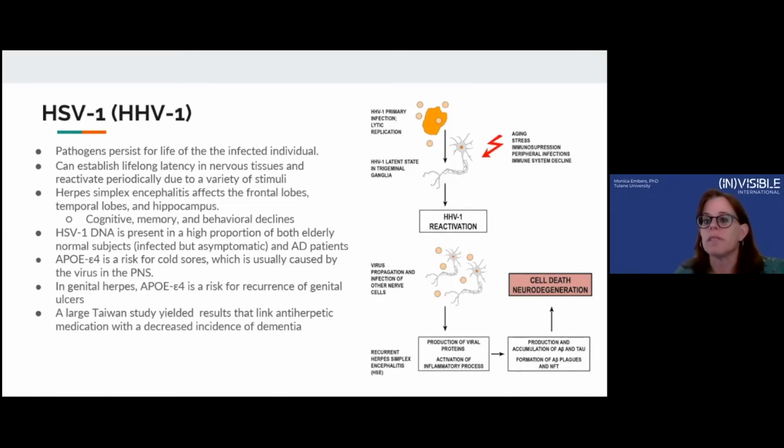Recently, a large Taiwan study yielded results that link antiherpetic medication, i.e. medication for herpes, with a decreased incidence of dementia, and this was a large cohort. A group of HSV-infected patients who had been treated with one of various antiherpetic agents showed a dramatic reduction in the incidence of dementia compared to those who received no treatment. These studies postulate that antiherpetic medications are likely associated with decreased risk of developing dementia and could be used to prevent or slow disease progression.